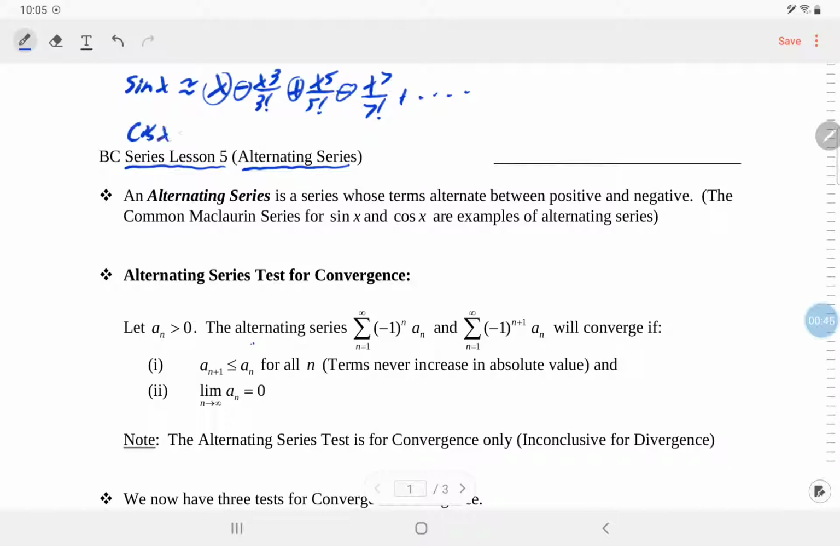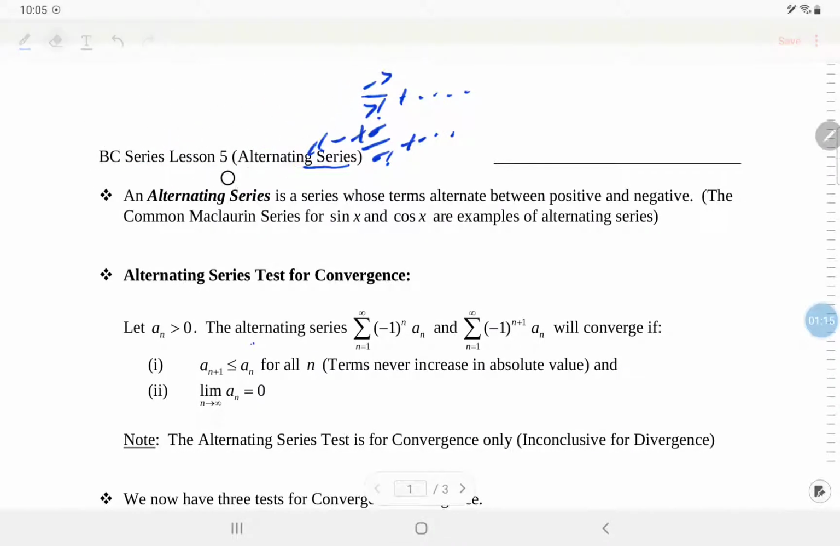Likewise, our cosine Maclaurin polynomial, which started with 1 and then did all of the even exponents and factorials like this, is another alternating series. So other than those two, you might say, well, how can I tell if something alternates that's not like the Maclaurin for sine and cosine? And in short, this is how.